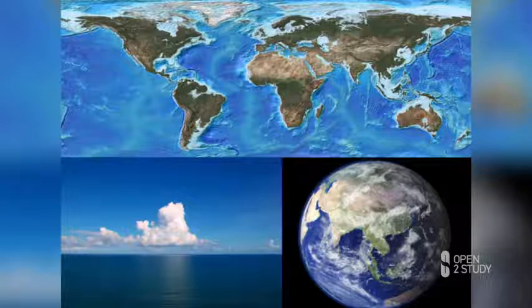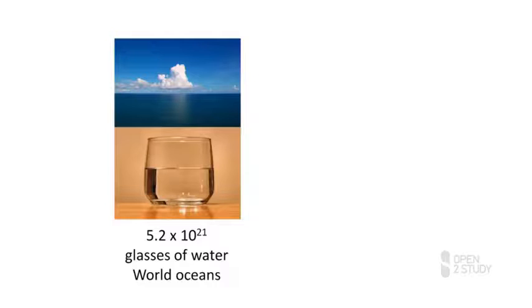The Pacific Ocean, the Indian Ocean, the Southern Ocean, the Atlantic Ocean, all of them together. Think about how much water there is there. Massive amount. It's about 1.3 billion cubic kilometers of water. If I put that into a more day-to-day measure for you, that's about 5.2 times 10 to the 21 glasses of drinking water. So it's an awful lot of water.